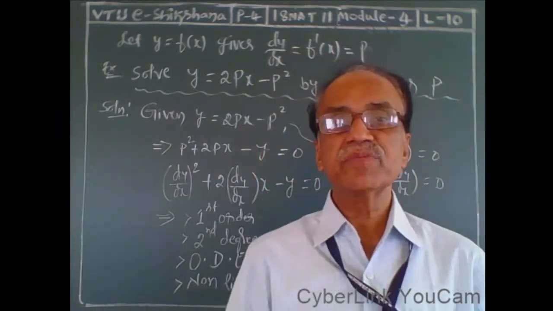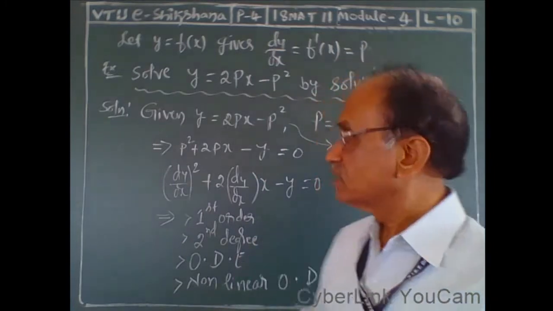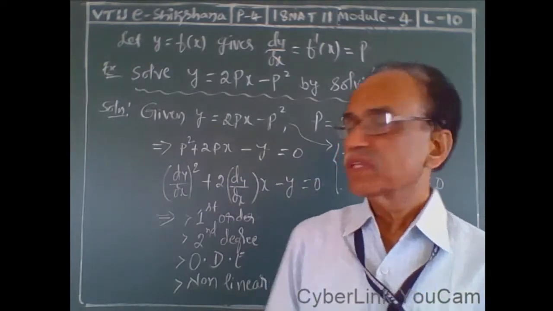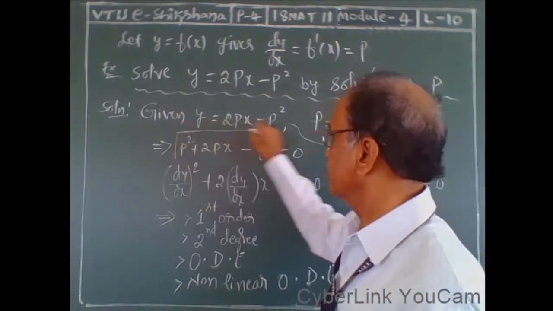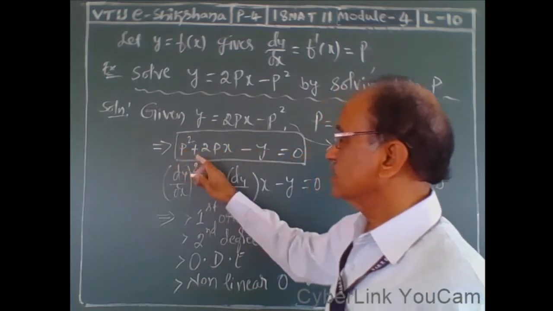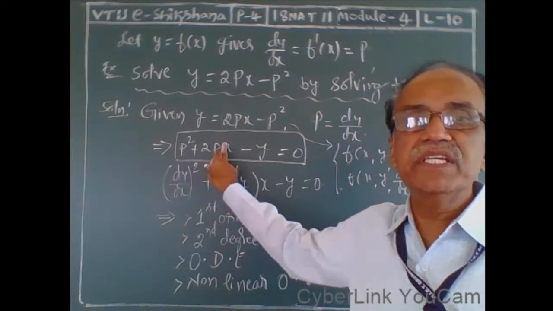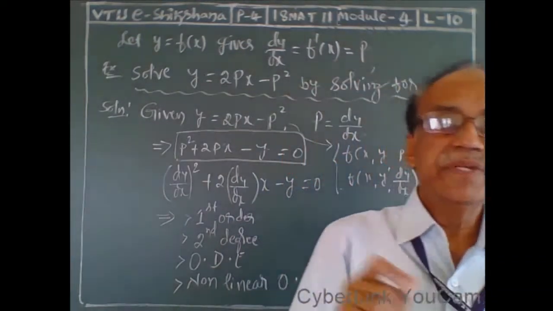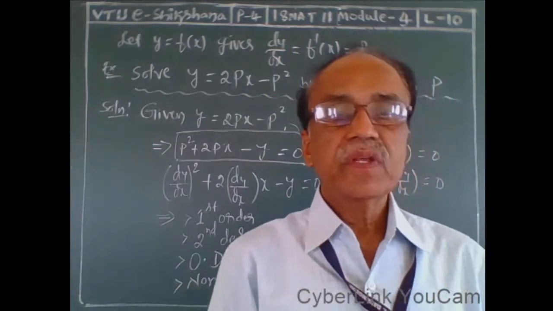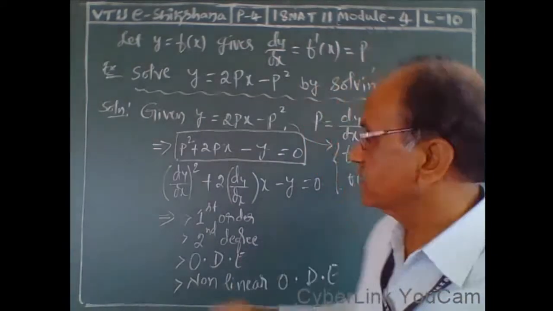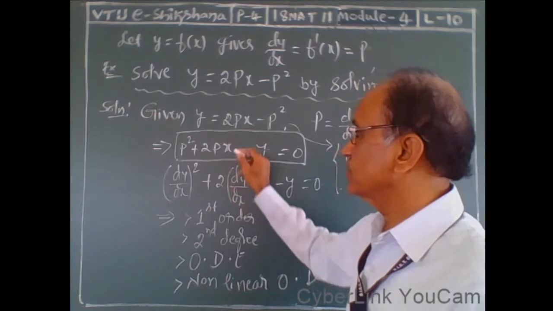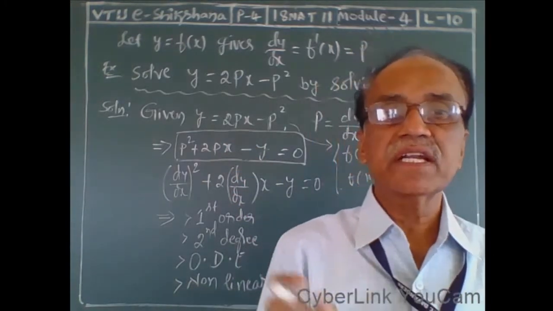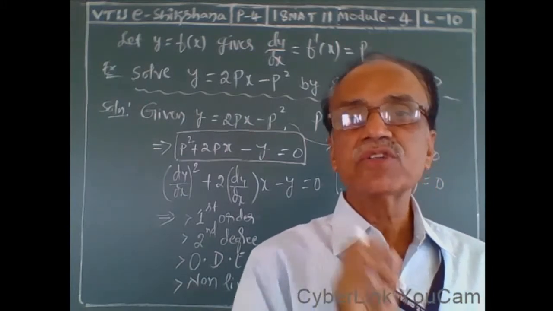What is the algebraic method when it is a second degree equation? This will be compared with a quadratic equation, because this equation is second degree, in the form of ax square plus bx plus c. Here a is equal to 1, b is equal to 2x, and c is equal to minus y. It is an ordinary differential equation, and it resembles a quadratic equation for the algebraic calculation. Algebraic calculation means finding the values of p.